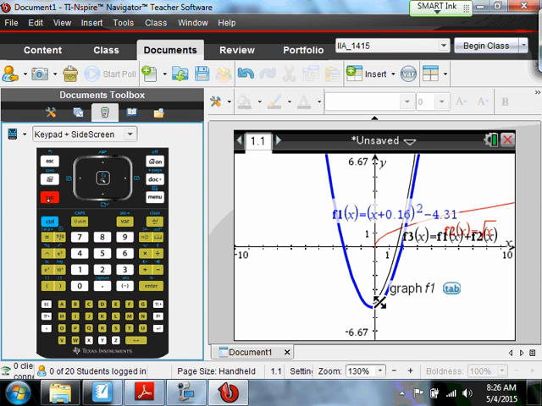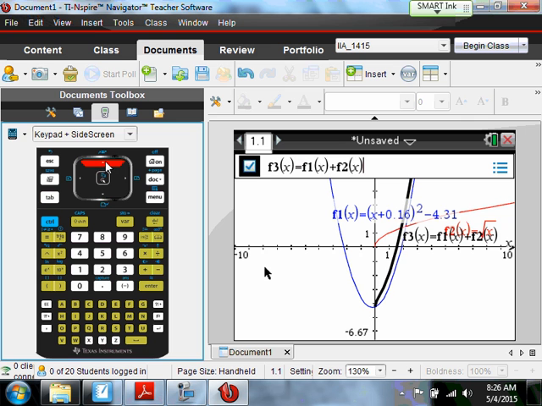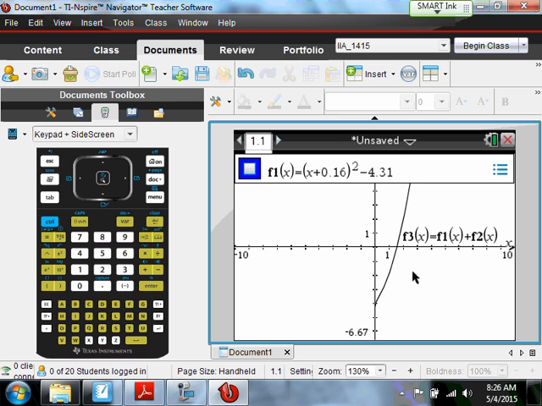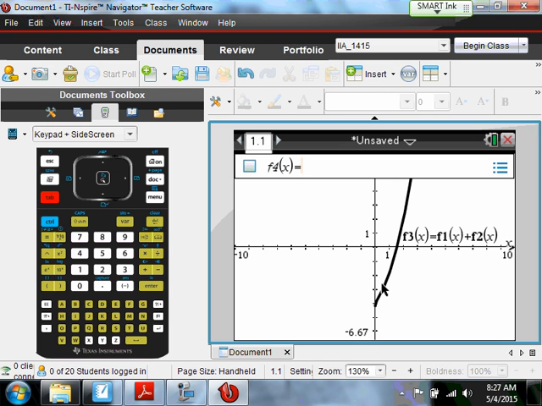So let me see if I can go back for a minute. Let me see if this calculator is going to let me do what I want to do. I don't want to see the graph of the square root function. I don't want to see the graph of the other one. Okay? So again, do you see how the domain is restricted? Okay, check it out. Let's go to the next one.